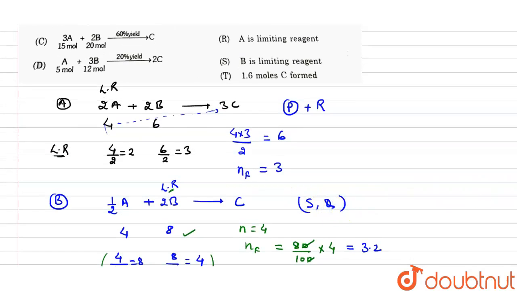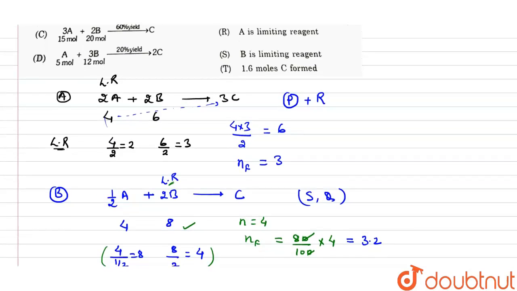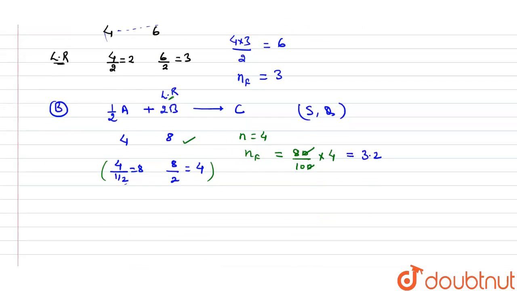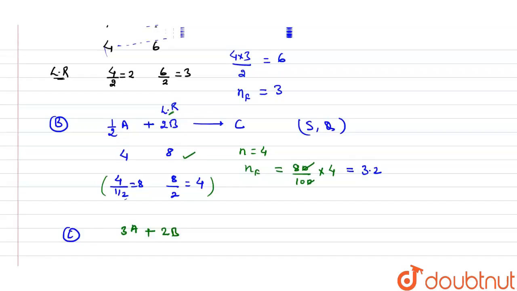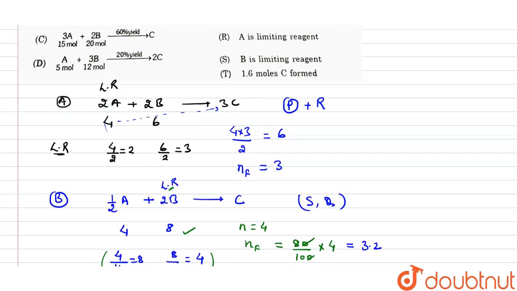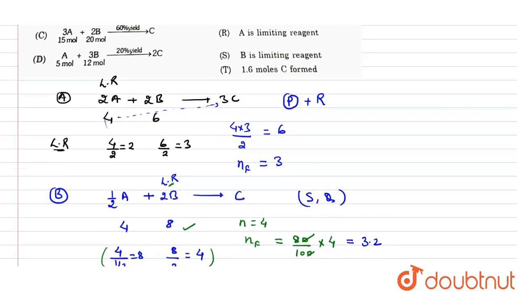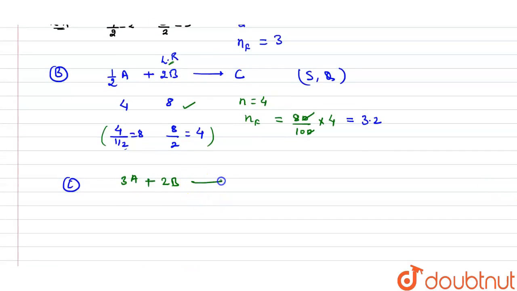Now what about this B? In B we were given 3A plus twice of B, and that is forming C. 60% yield, 1520 is given.